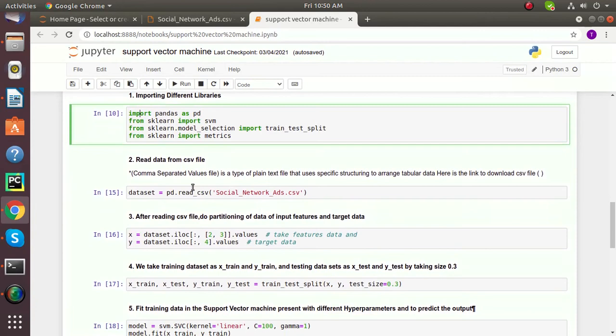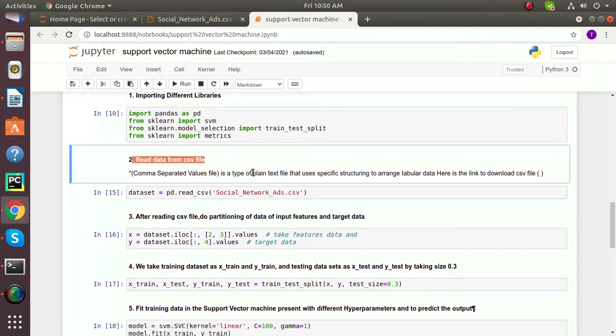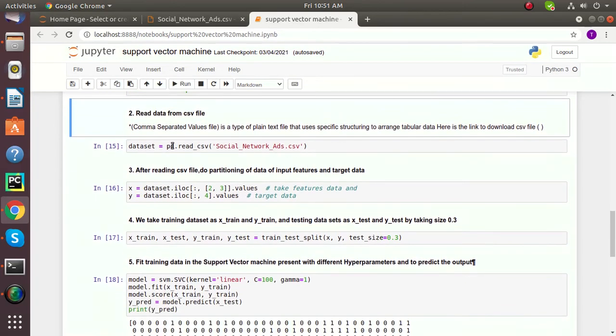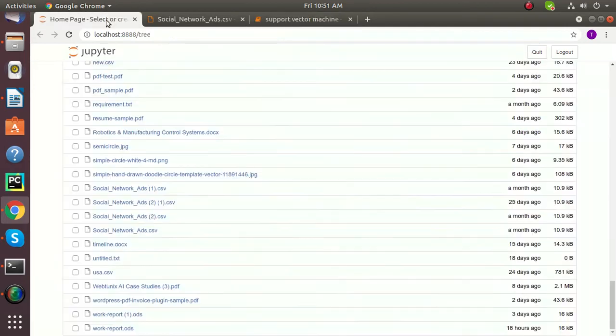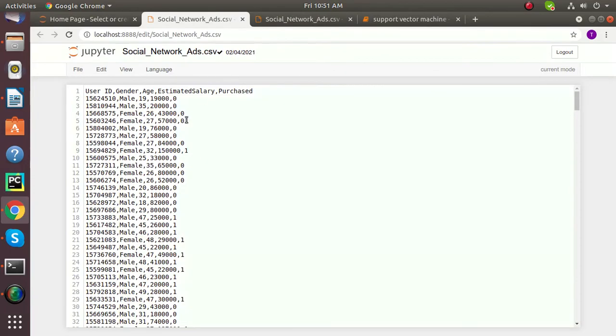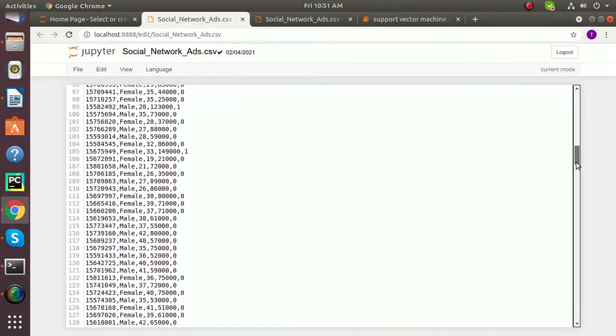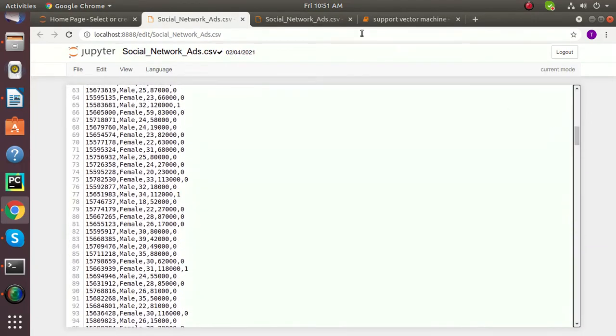The second step is that we read data from the CSV file. The CSV file contains all the data. Before the prediction process, we make this model learn, so we are going to read this CSV file which contains all the data. The CSV file should be present in the home directory, and as you can see, it's here, social media, and it contains all the data we need for the data processing.